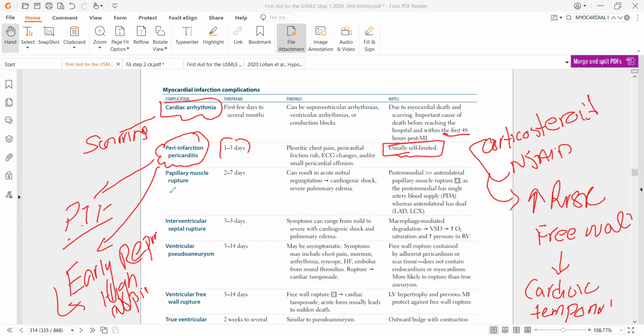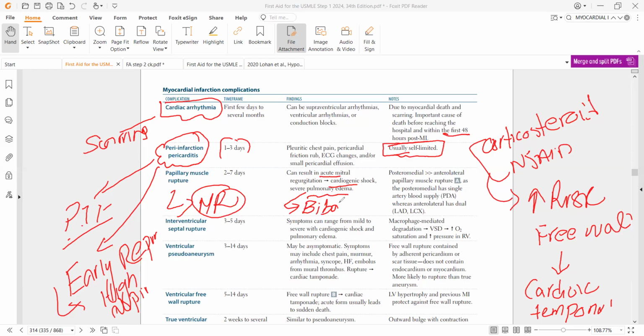Okay. So papillary muscle rupture. Papillary muscle rupture leads to mitral regurgitation. This is the most high yield. It leads to acute mitral regurgitation, cardiogenic shock, and pulmonary edema. The pulmonary edema patient presents on auscultation with bibasilar crackles, fine crackles. Yes. Okay.